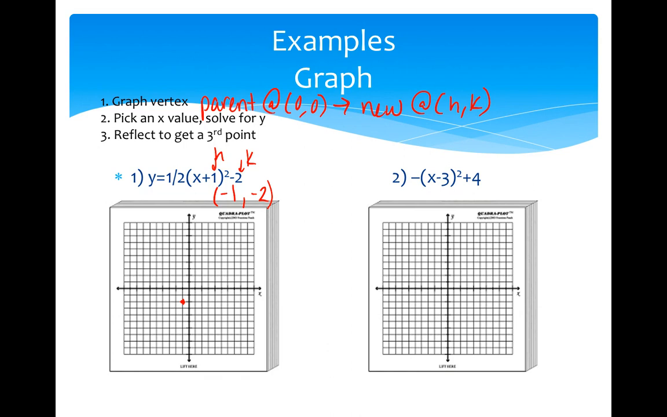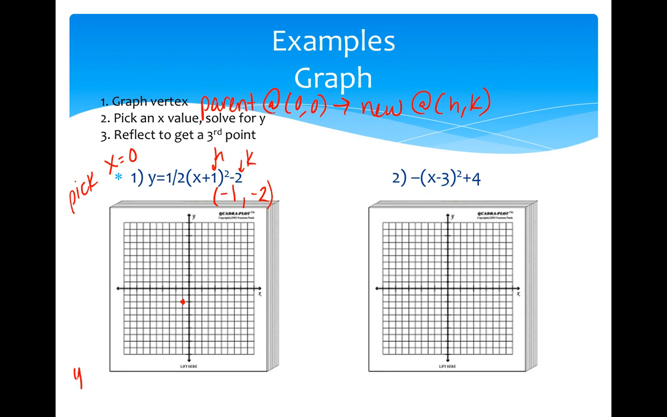From there, I can just pick an x value and solve to get y. So maybe I pick x equals 0. And you should pick something that's close to your vertex because, again, the further away you get, the bigger those numbers are going to get relatively quickly. So if I pick x equals 0, I'm going to plug that in here to solve for y. And I'll just do that work down here off to the side.